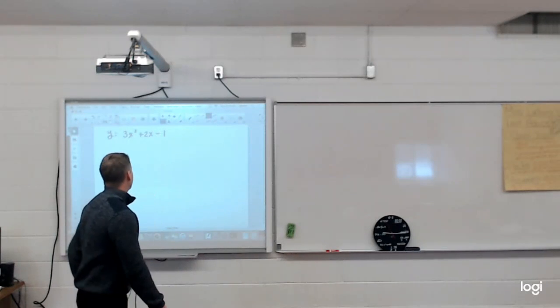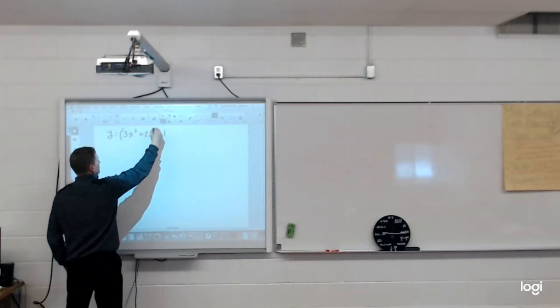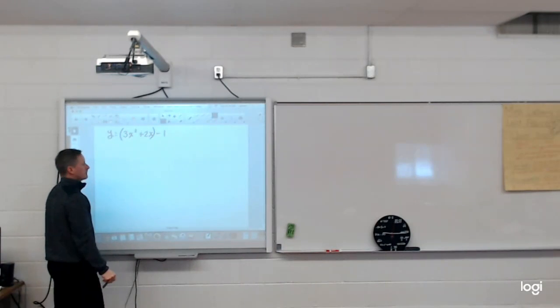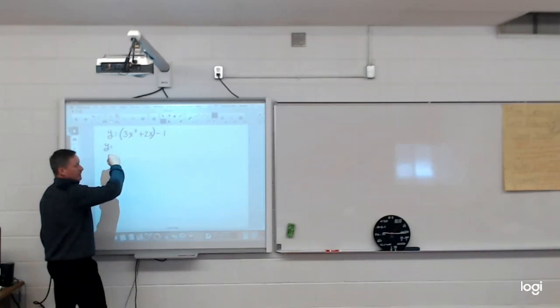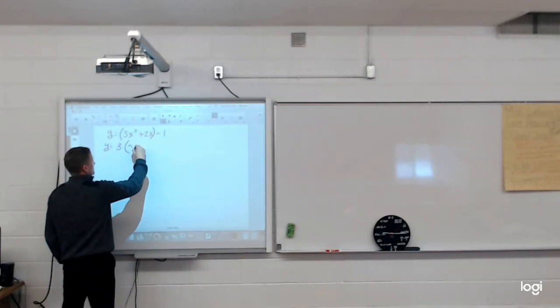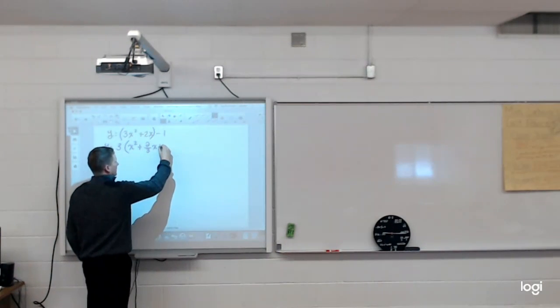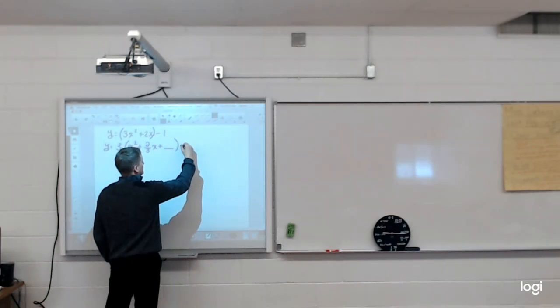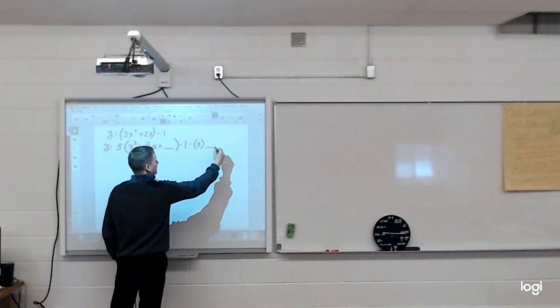Okay. All right, first step. Then what? Take out 3. Factor out an A. So that's going to leave me with x squared plus 2/3 x. That's right. Plus a blank. Subtract 1 minus 3 times a blank. Like that.